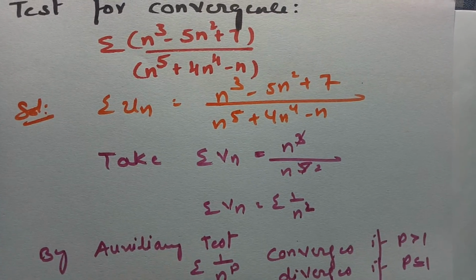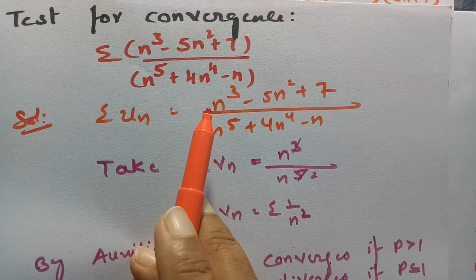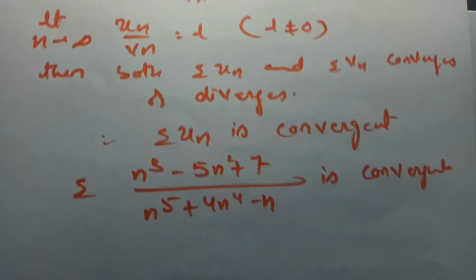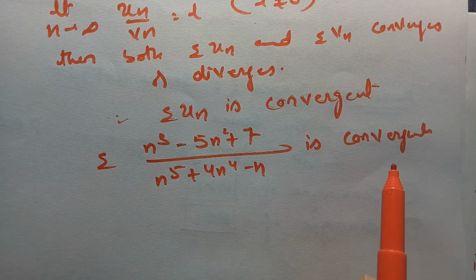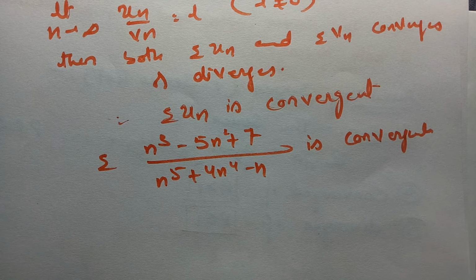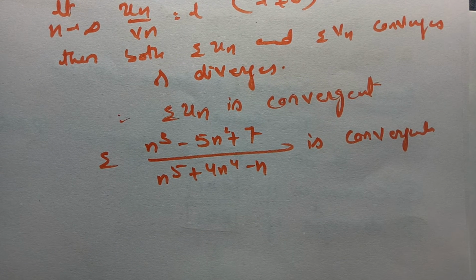By following these videos, you can do as many problems as you can. So these two tests are very important. So our sigma u_n is convergent. So this is the test for convergence using these two theorems, the auxiliary test or p test series, and the comparison test. These tests are very, very important.